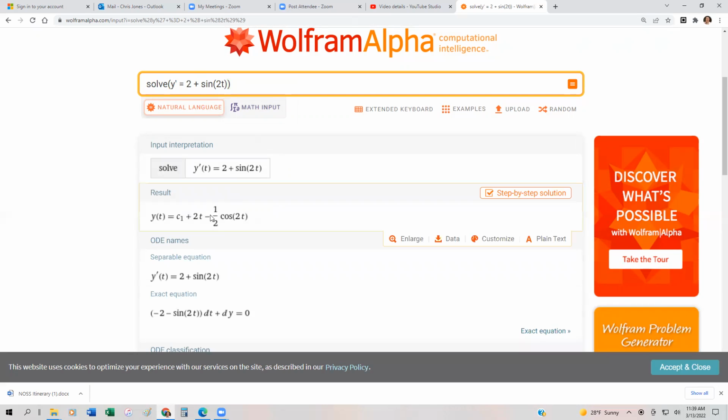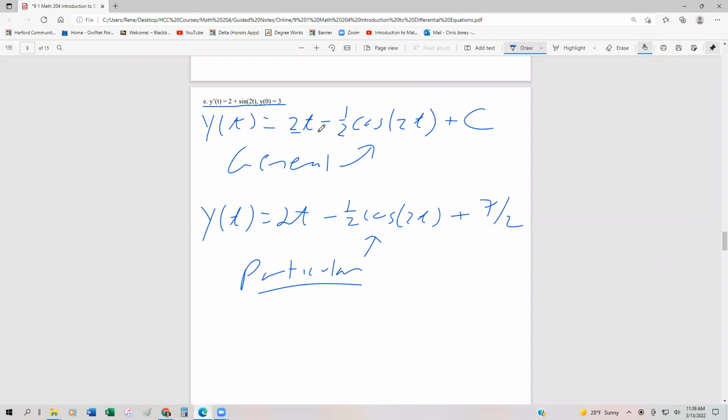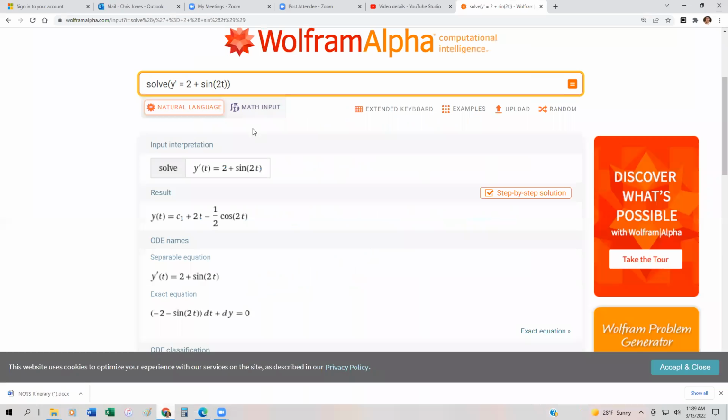All right. And so it gives us 2t minus 1/2 cos 2t plus c1. So we have 2t minus 1/2 cos 2t plus c. And it doesn't matter what we call c. It could be c1, d, c5. It doesn't matter. Now, let's put the initial condition, y at 0 equals 3, in there. So I'm just going to say comma, y at 0 equals 3.